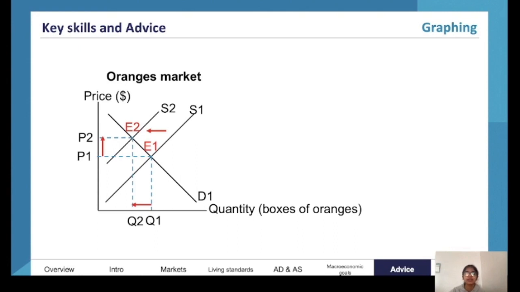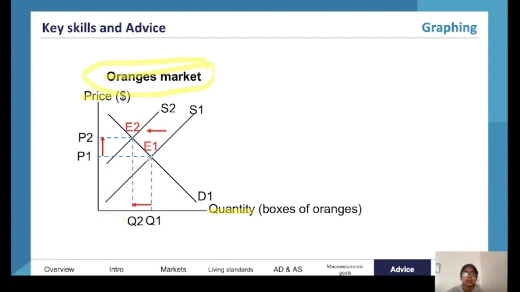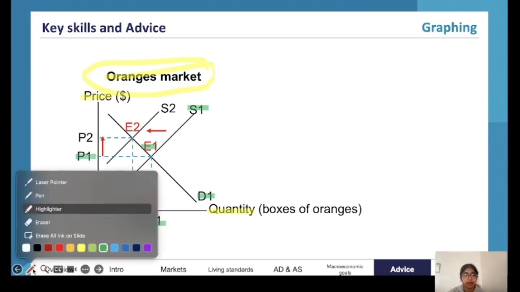Okay, so graphing, really important. There are some things that you need to do. I'll use a highlighter to show that. When you are graphing, big title, very important. Make sure you put a title in. Next, axis titles. So quantity, price, that's really important. Next thing I want you all to do, make sure you have demand 1, supply 1. Label the original curves, equilibrium 1, quantity 1, price 1. Just make sure you're very, very clear on that.